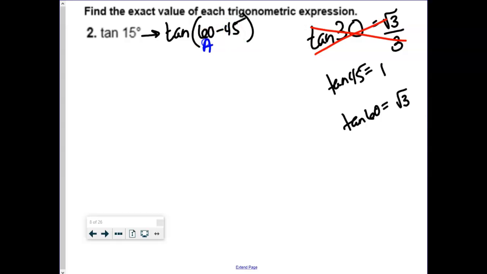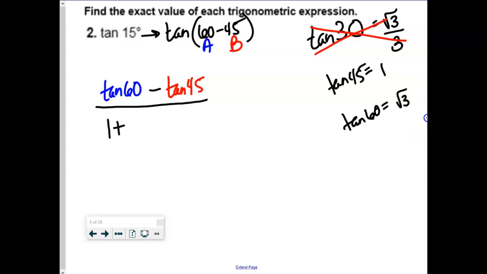So here's your A, and here's your B. And the tangent formula starts off looking very similar. It's tangent of A minus tangent of B. So I'm going to write down the tangent of 60 minus the tangent of 45 over 1 plus, and then you multiply them together. Tangent of 60 times the tangent of 45.